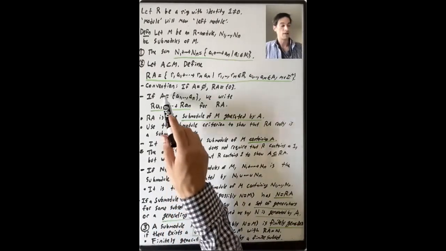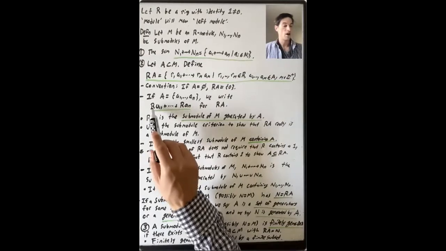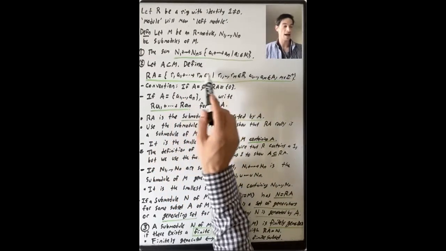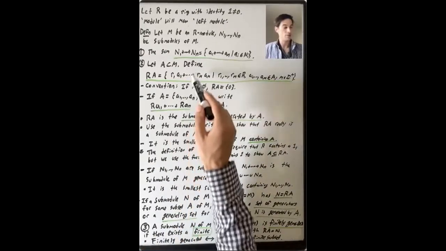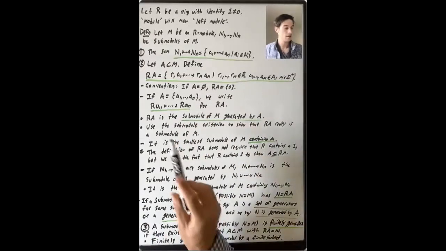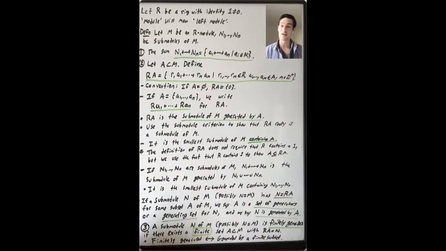In the case that A is a finite set, a1 up through an, we write Ra1 plus through Ran for RA. You can see why this is reasonable notation in this case where you have exactly these n elements. This RA is called the submodule of M generated by A. This is very, very similar to the subgroup of a group generated by a subset, or the ideal in a ring generated by a subset.